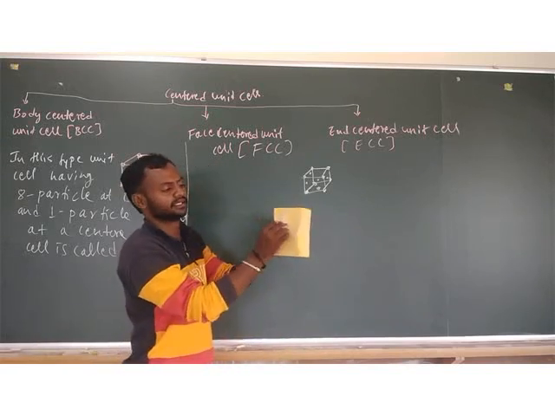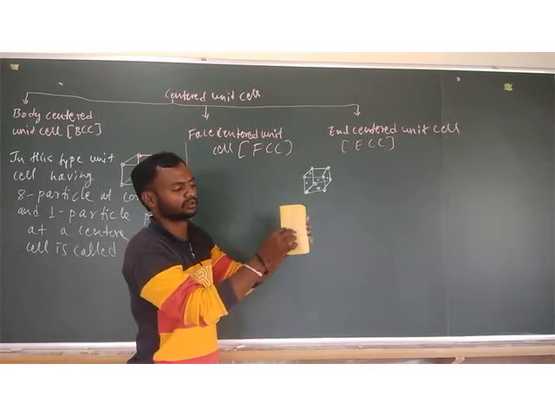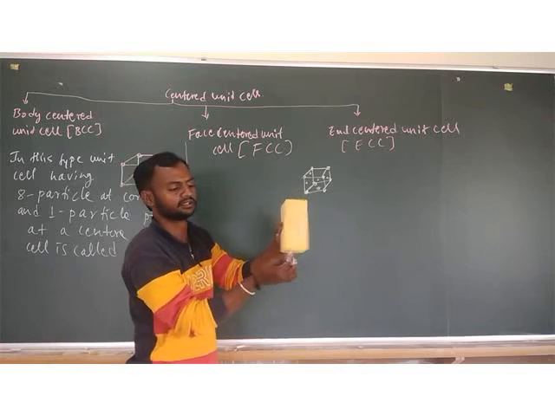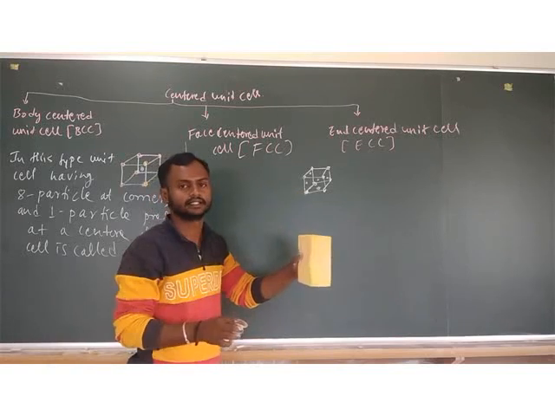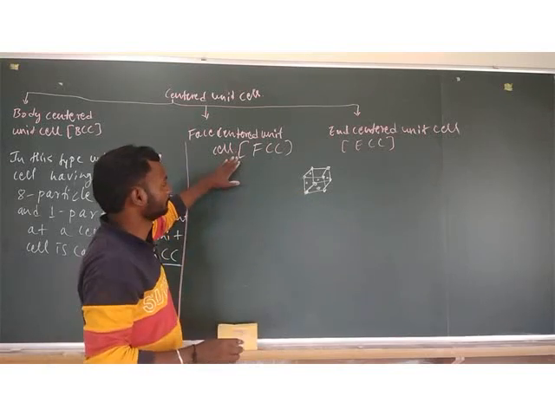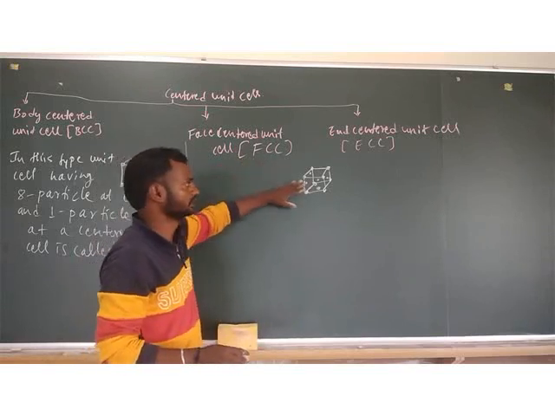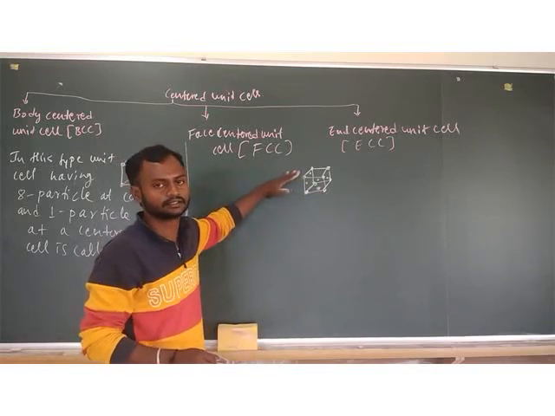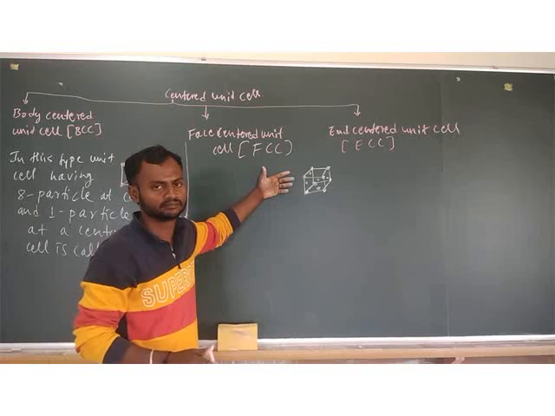Along with this one, each face contains one face centered particle, and another one face centered particle, and another one face centered particle. So these are the face centered particles. There are 6 face centered particles present in a unit cell.